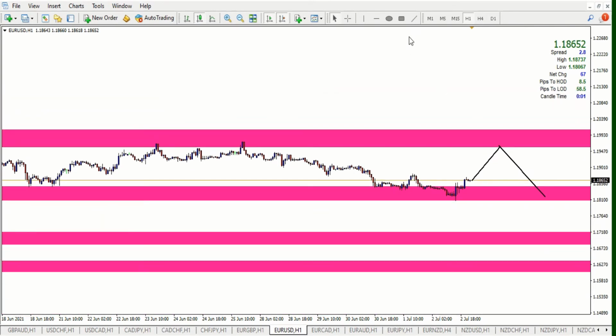Or alternatively, the market could break through the support resistance zone, come back up, and then continue its way back down. And obviously this being the first take profit and that being the second take profit. Okay, so that's what I'm looking for on the Euro USD.